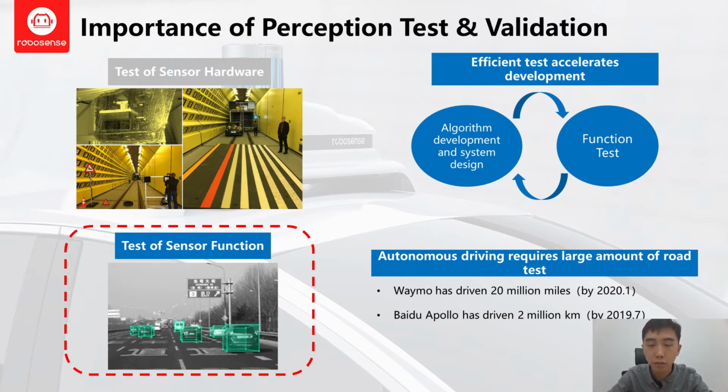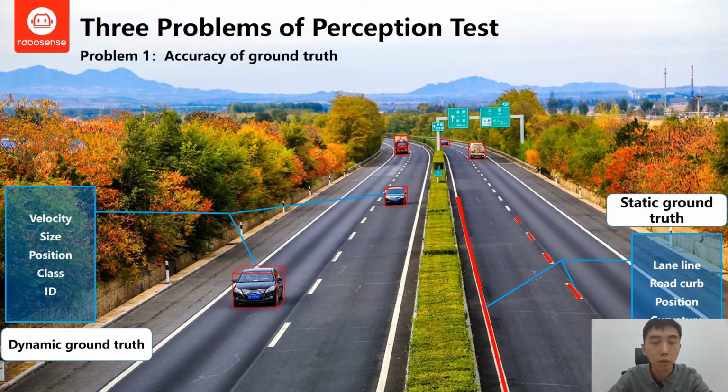So finally, for the test, we need to do real road tests. And nowadays, many famous autonomous driving companies are doing such things. Let's say Waymo and Baidu, they have driven over millions of miles. So tests and validation are really very important for our development. But actually, it's not very easy to perform a very good test. At least we may meet three problems.